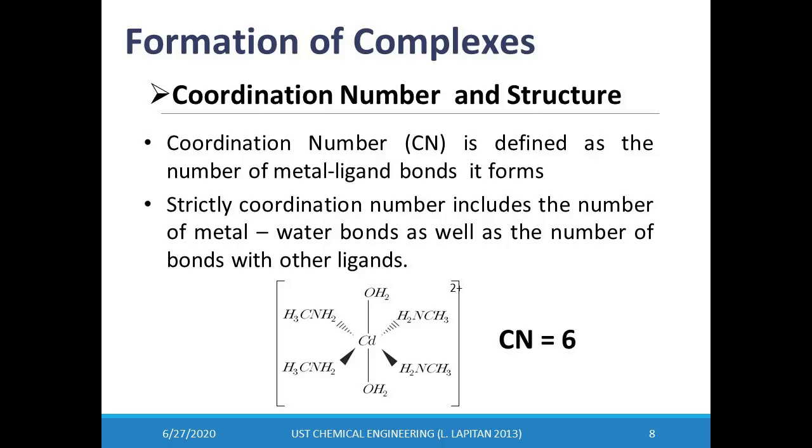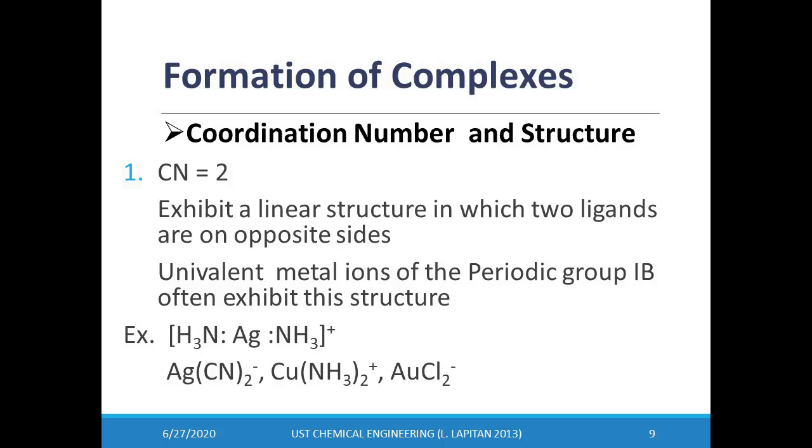As I have previously mentioned, coordination number defines the number of metal to ligand bonds. Strictly speaking, the coordination number includes the number of metal water bonds as well as the number of bonds with other ligands. The coordination number can tell us the shape of the complex ion and how the ligands are arranged around the central atom. A coordination number of 2 exhibits a linear structure in which the ligands are on opposite sides. The following complex ions are expected to have a linear structure.